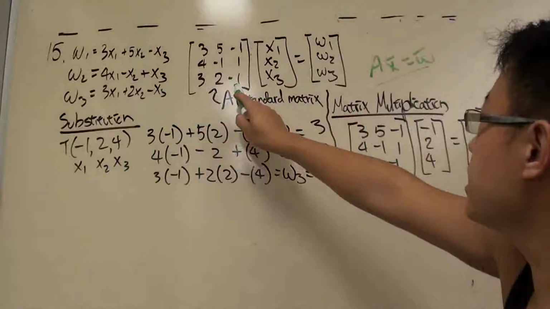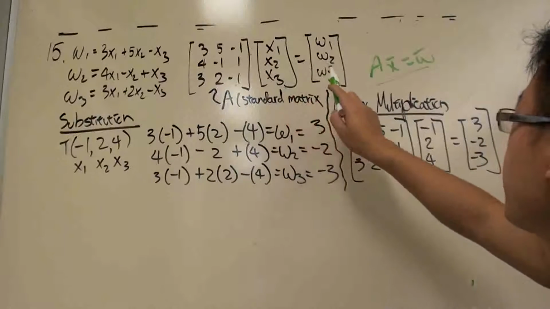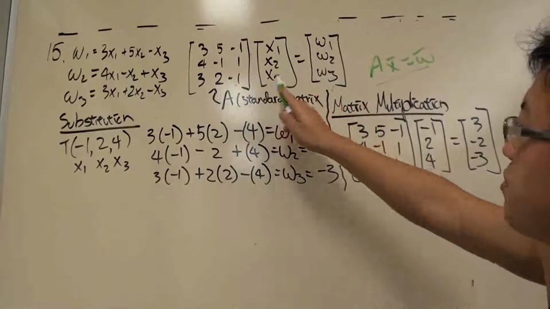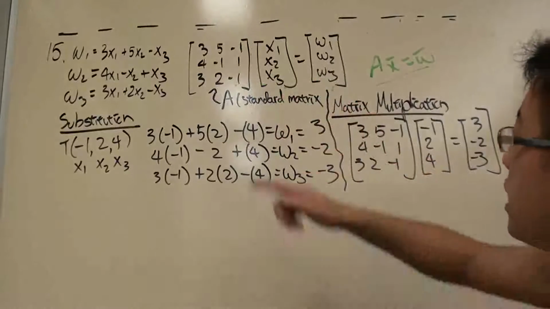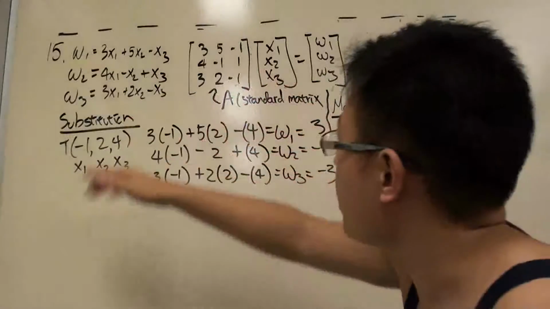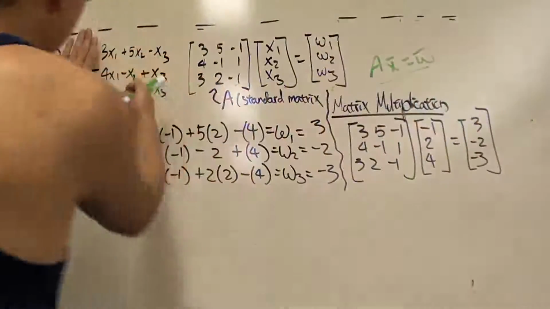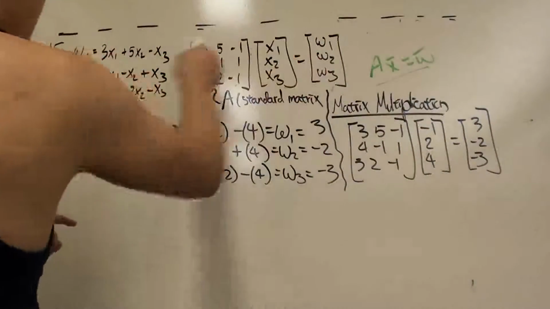So A is going to be this one, the X vector is going to be this one, and the W vector is going to be this one. This should be pretty self-evident, right? Because if you times this with this, it will give me this. And that equals that, right?